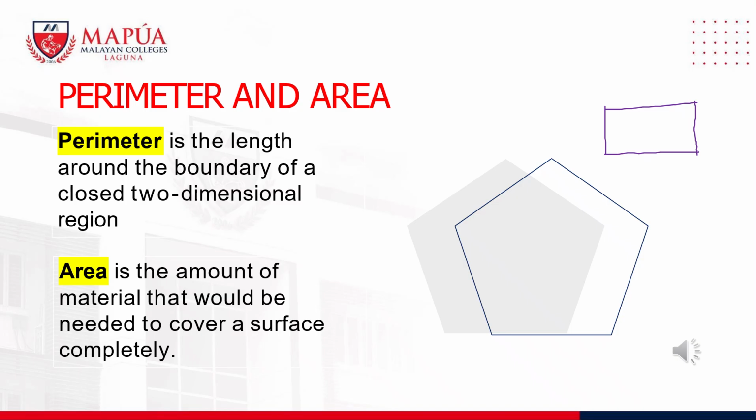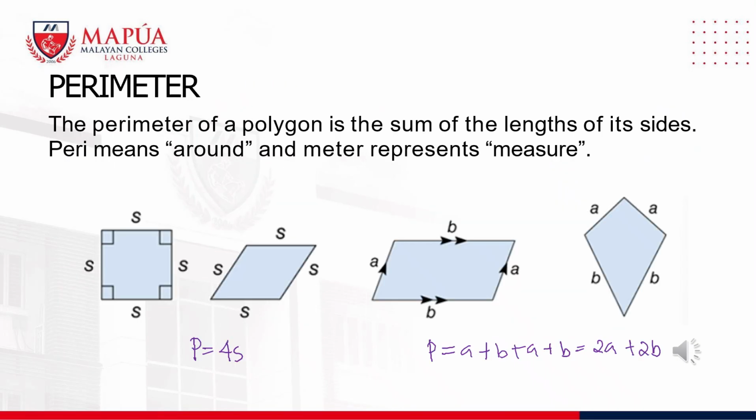And when you speak of area, that is the amount of material that would be needed to cover a surface completely. So that is what is meant by area. So talking about perimeter, class, the word perimeter is composed of two words. The word peri in the word perimeter means around, and the part which is called meter represents measure. So when you combine the two words, perimeter means measure around.